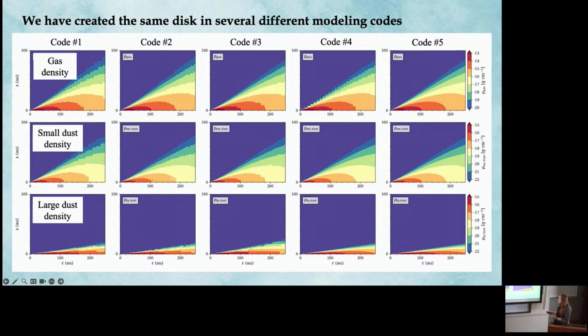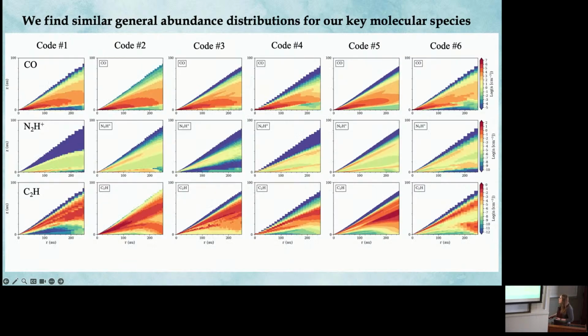So this was the input gas and dust density. So we have a small dust population that extends further into the surface layers of the disk, and a large dust population that's concentrated more towards the midplane to account for that larger dust settling. And as you can see, each of the columns is showing one of the 5 different codes where we're creating a physical disk structure, and we've been able to create the same structure in all of the codes, which is a good sanity check.